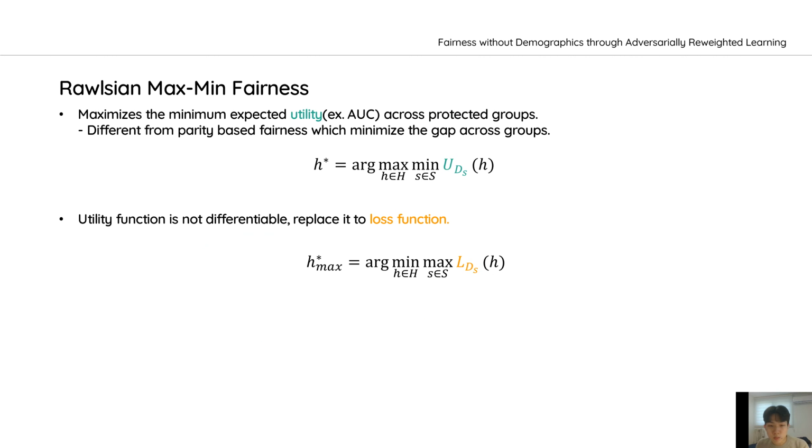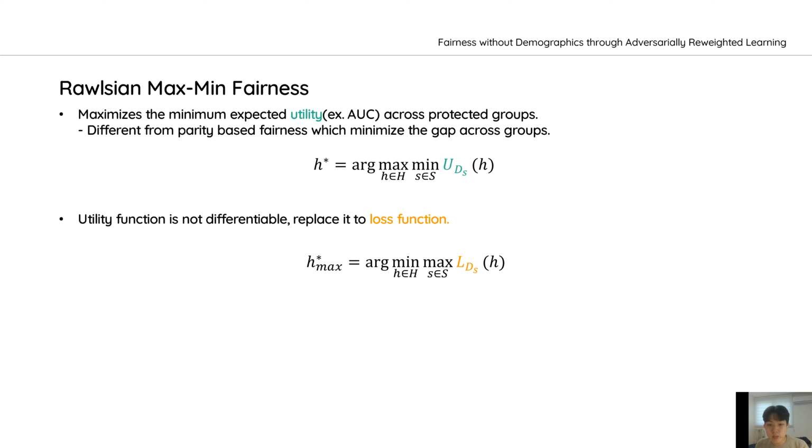To answer the previous question, first we need to define what is fairness. Authors decide to use the definition of Rawlsian max-min fairness, which maximizes the minimum expected utility across protected groups. There is another fairness definition, parity-based fairness, but authors choose Rawlsian max-min fairness because increased minority performance is more reasonable than just decreased gap among groups.